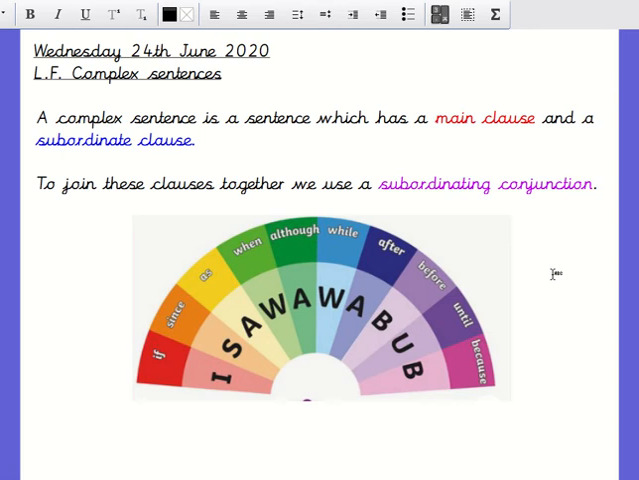Hello Year 4. Right, okay, we've done simple and compound sentences. Now it's our time to return to the complex sentence.